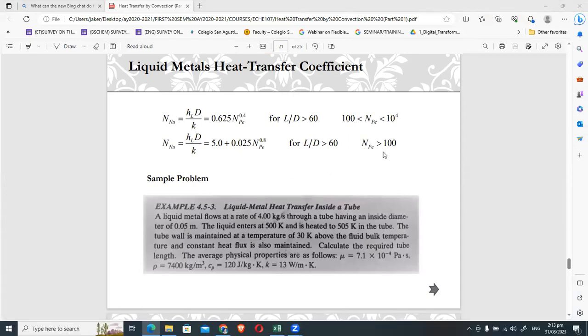The Peclet number that we solved can be any of these two here. But the first formula is easier because it doesn't have this particular 5.0 plus 0.025 Pe raised to 0.8. So we can use the first one, the 0.625, because it still complies with the condition that it should be greater than 100 but less than 10,000. Now, in terms of the L to D ratio greater than 60, we don't have a way of checking it for now because we're determining the L. Actually, the two formulas are for L over D greater than 60. So we're going to use the 0.625 Pe raised to 0.4, but you can also use the second one if you want to.